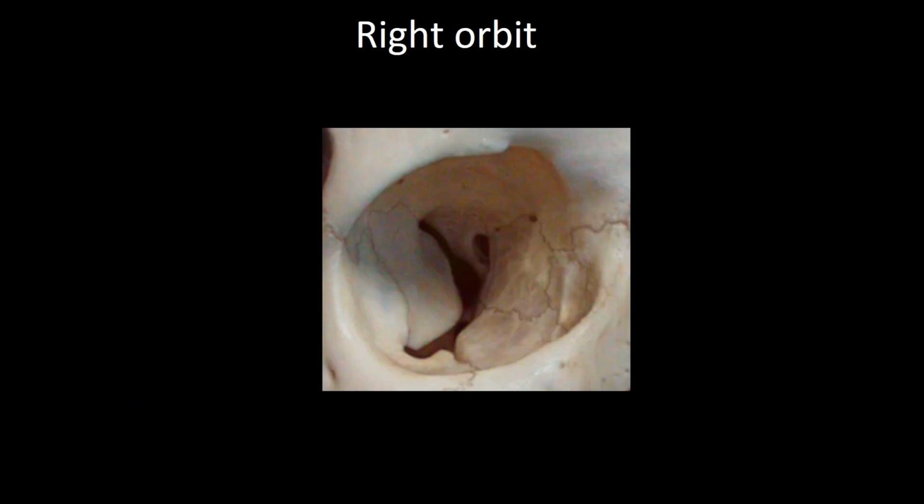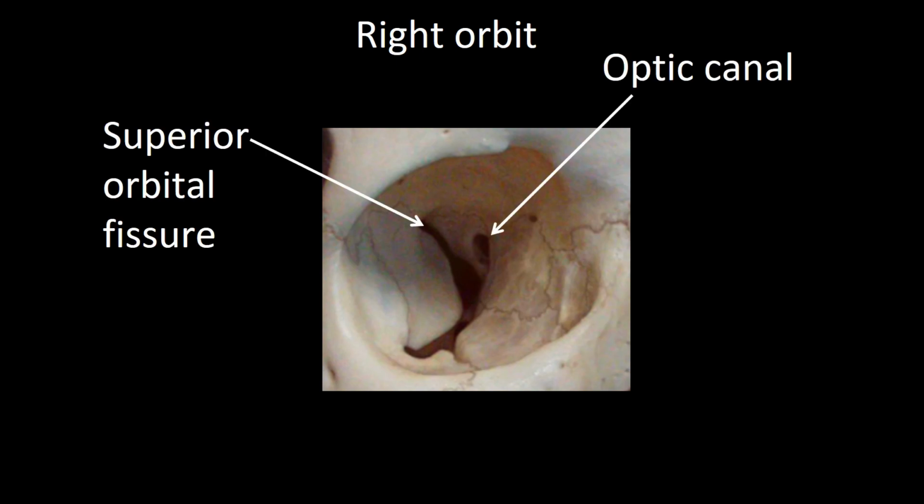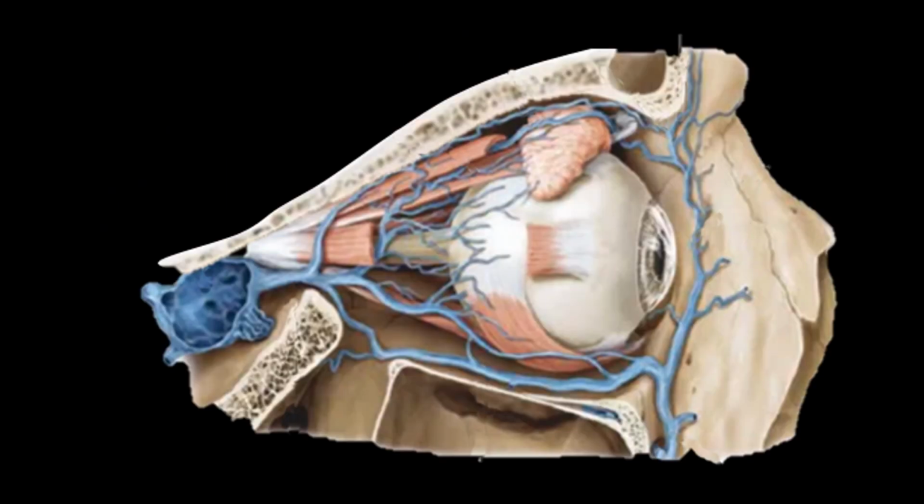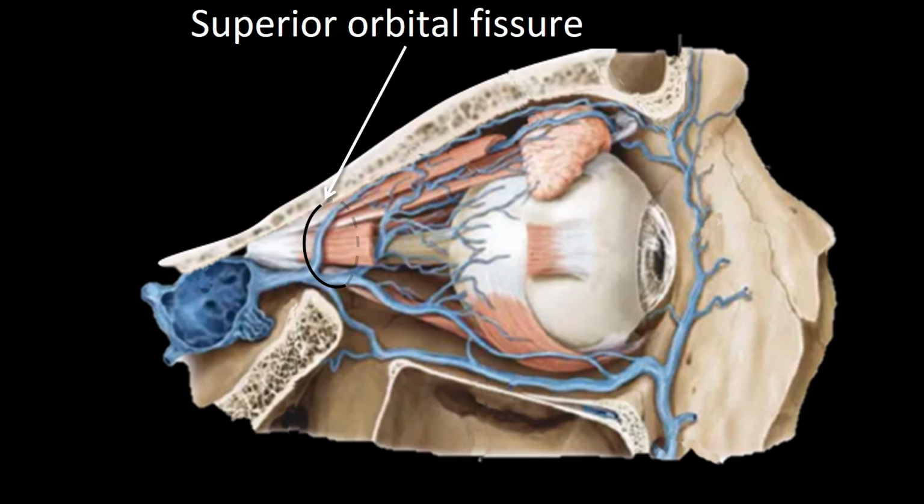This is a photograph of the right orbit. In it you can see the optic canal, superior orbital fissure, and inferior orbital fissure. This is a sagittal cut of the orbit. The circle just introduced corresponds to the superior orbital fissure. The ophthalmic division of the trigeminal nerve or the subsequent branches of the ophthalmic division go through it.